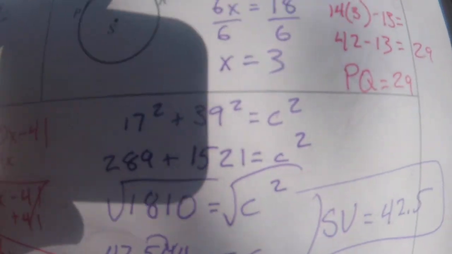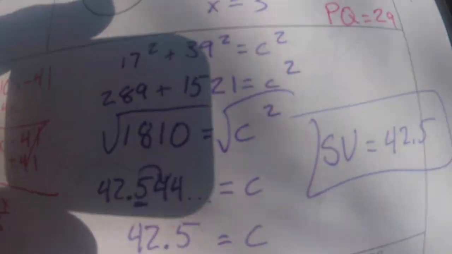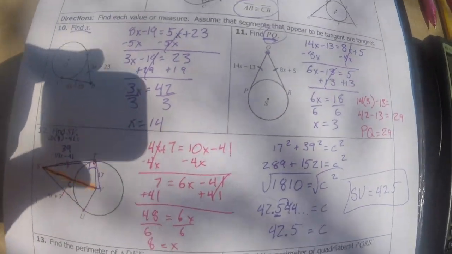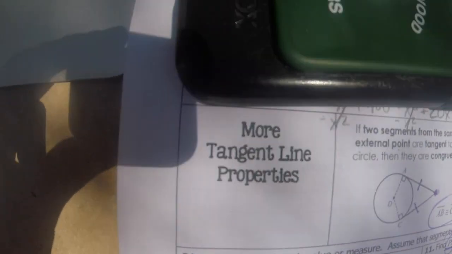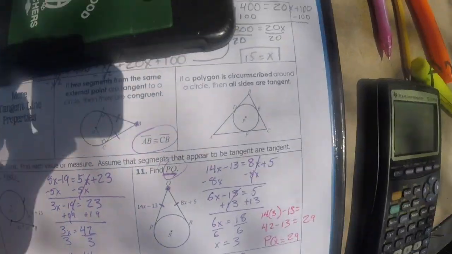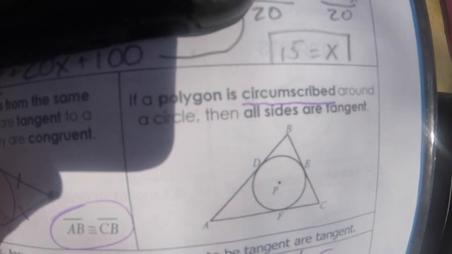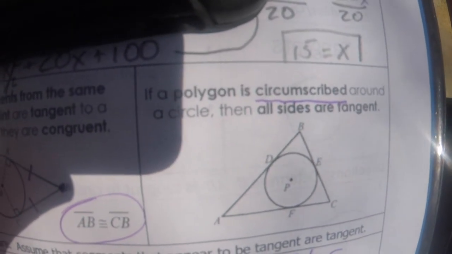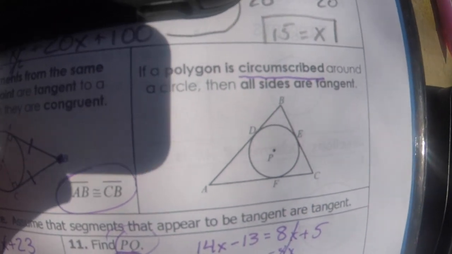All right. We got dos más. That's 2 more for those of you that don't know what that means. So I'm going to shoot back up to these more tangent line properties, because there's one other thing that we didn't talk about. If a polygon is circumscribed around the circle, that's a word we haven't talked about, circumscribed around the circle. But I think that you can figure out what that means.